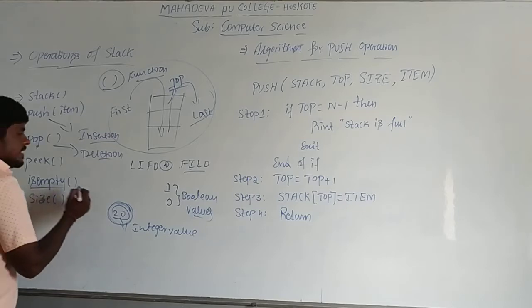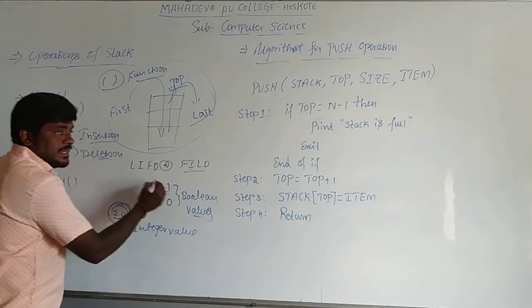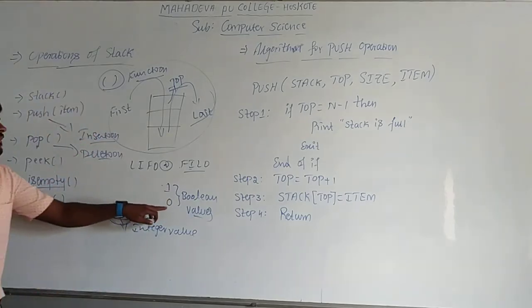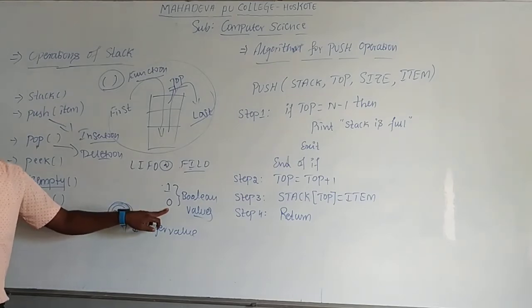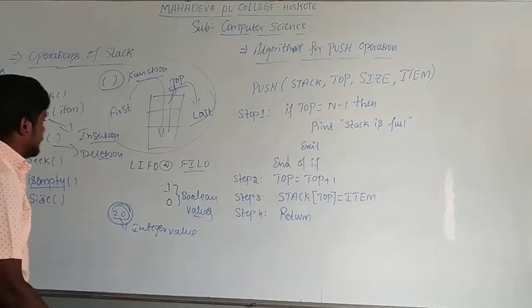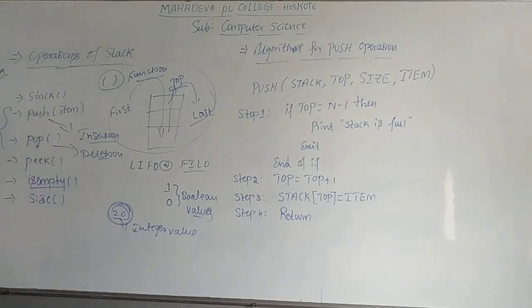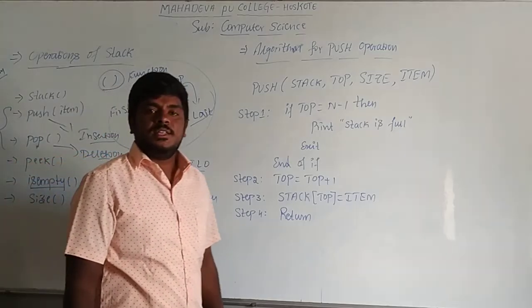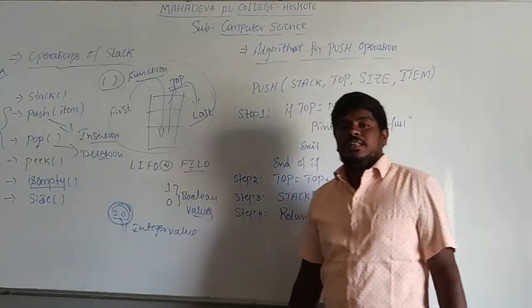But is empty returns a Boolean value. So if 1 is returned, then there is an element. If 0 is returned, there are no elements in the stack. So these are the different operations on the stack. It is very important for 3 marks. Okay, so based on the operations we have two algorithms here, push and pop. How to insert a value to the stack and how to delete an element from the stack.